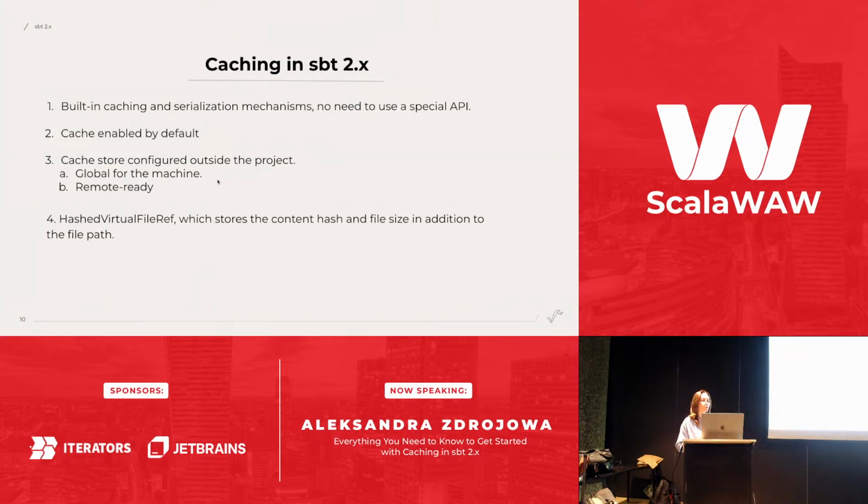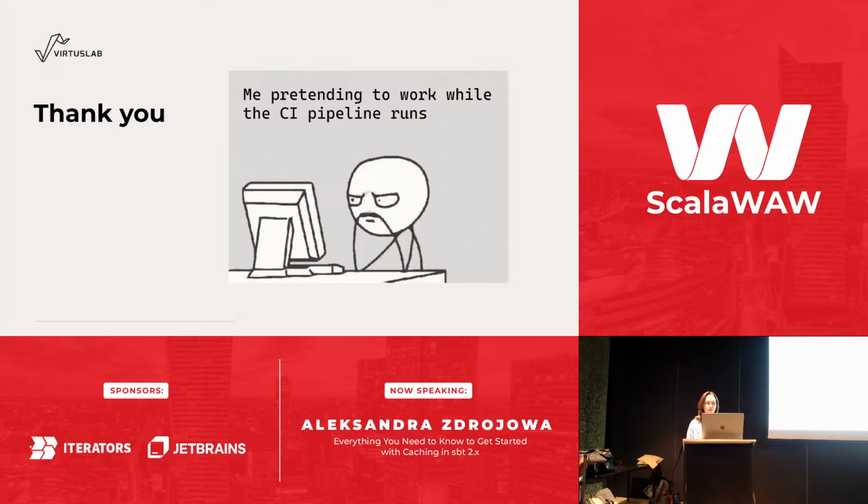So a quick recap about caching in SBT 2. Cache is enabled by default, and we don't need to manually implement caching, maybe except for some things for serialization. The cache store is configured outside of the project, and it's remote ready, as its structure should already work well when the remote caching is configured. And we have this new hashed virtual file ref, which should simplify and improve working with files in caching. That's it. Thank you.